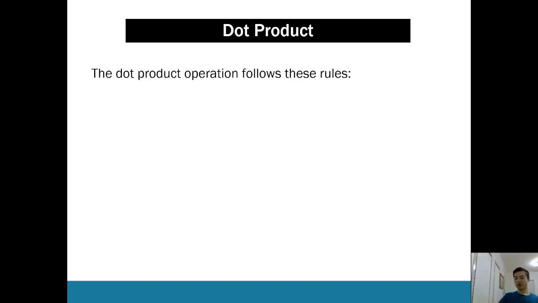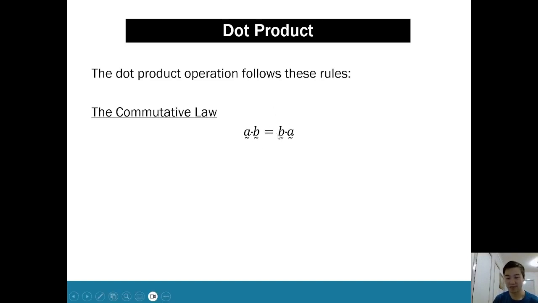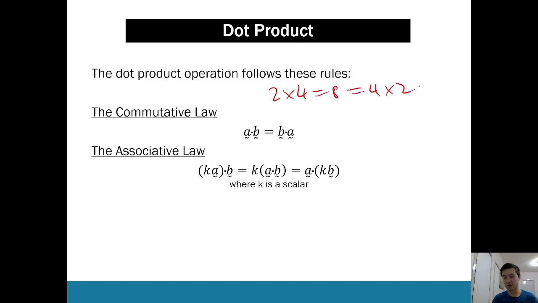So with the dot product, it follows some rules which you need to make sure you're aware of. We have the commutative law, so the dot product of a and b is the same thing as the dot product of b with a. So the order doesn't matter. It's sort of like normal multiplication. 2 times 4 is equal to 8, which is equal to 4 times 2. Doesn't matter which order you do it.